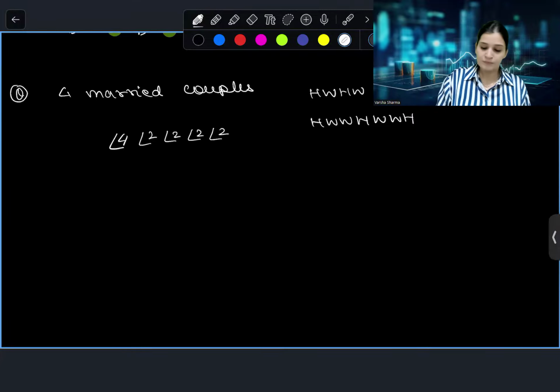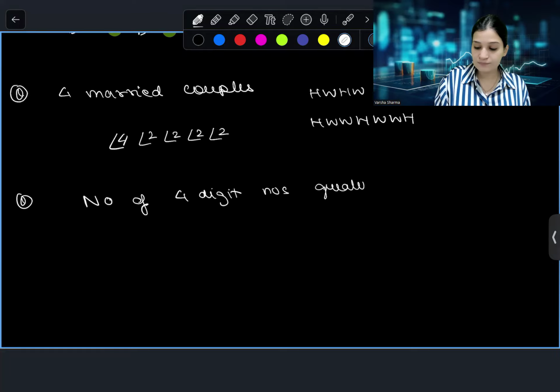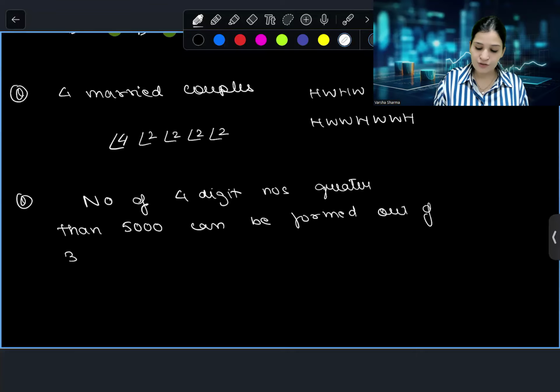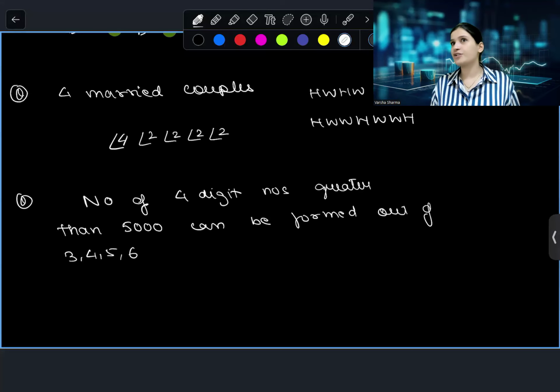Yes, ma'am. Question. Number of 4-digit numbers greater than 5,000 that can be formed out of 3, 4, 5, 6. Nothing mentioned, so without replacement, repetition is not allowed.